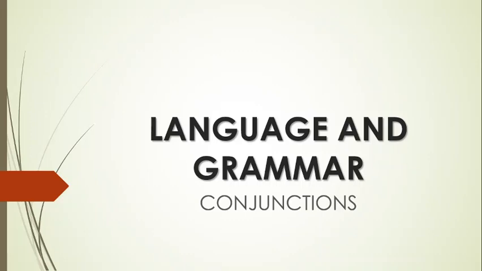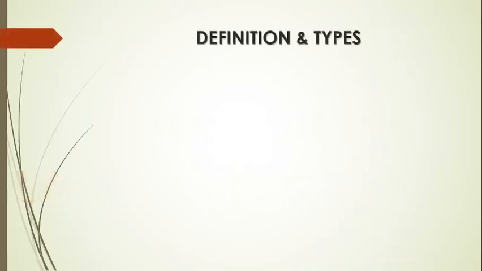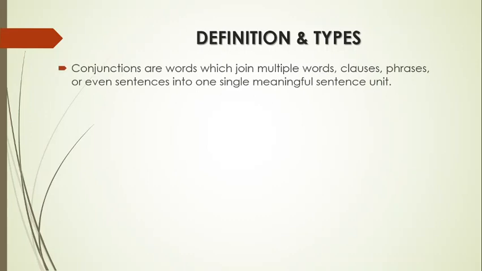What is a conjunction? So let's see. Conjunctions, as we have already discussed, you perhaps already understood it. Basically, they are the linking words. The Fevikwik or the adhesive, as we mentioned, basically they are the linking words. They join different elements in a sentence or multiple sentences into one whole sentence. So, conjunctions are words which join multiple words, clauses, phrases, or even sentences into one single meaningful sentence unit.